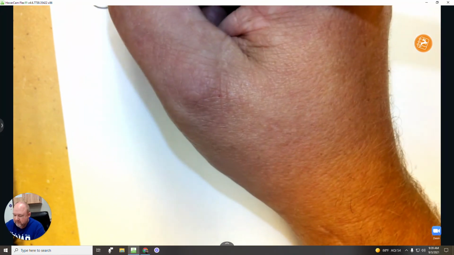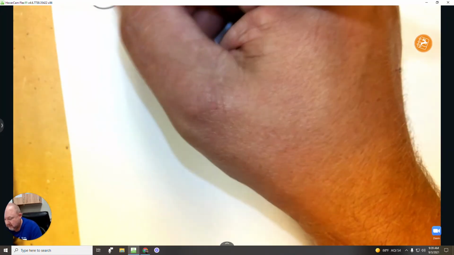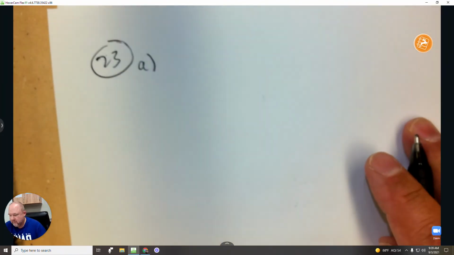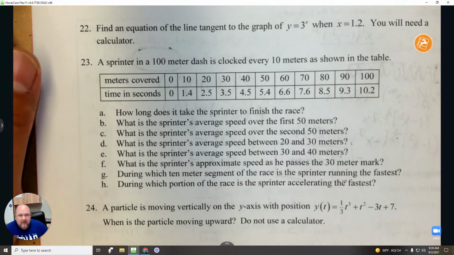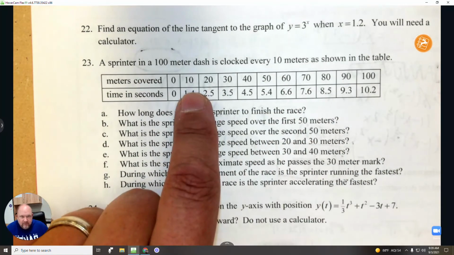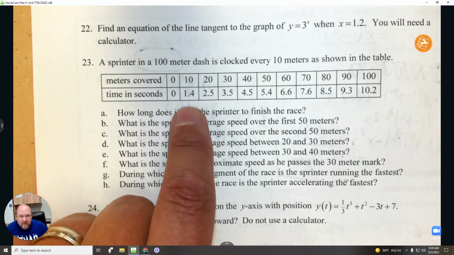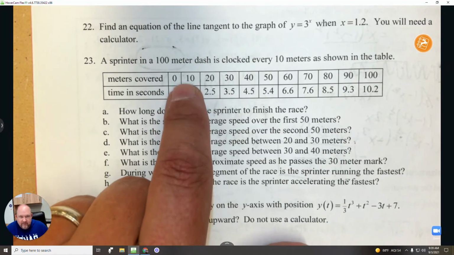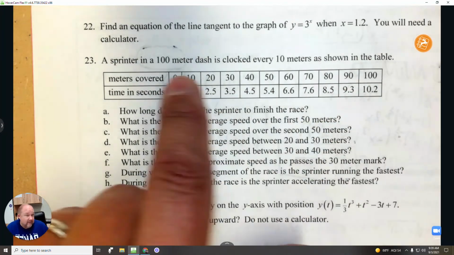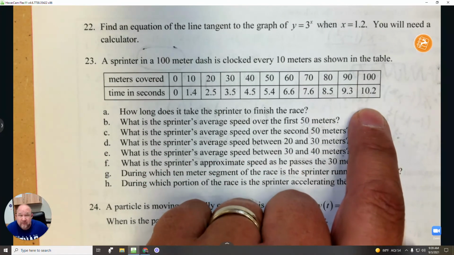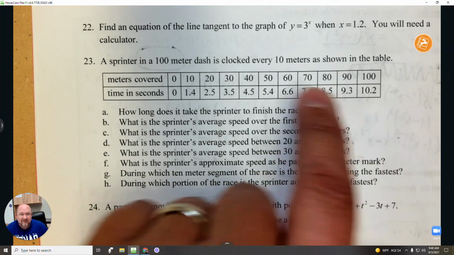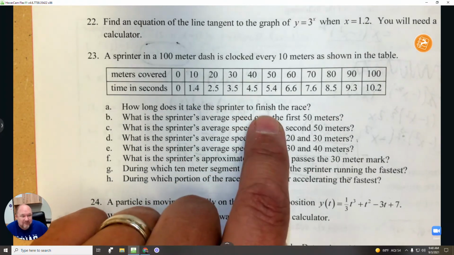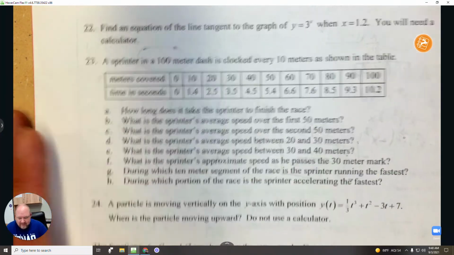23. We have a lot of questions in 23, so I'm not going to write all of that down, but I'm going to answer the questions to the best of my ability here and explain it to you. So a sprinter in a 100-meter dash is clocked at every 10 meters. So you can see how fast it is for him to cover until he gets to the end. So at the very end, 10.2, it's about as fast as I run it. 100 meters, that's really fast. How long does it take the sprinter to finish the race? Well, there it is, right? 10.2 seconds.